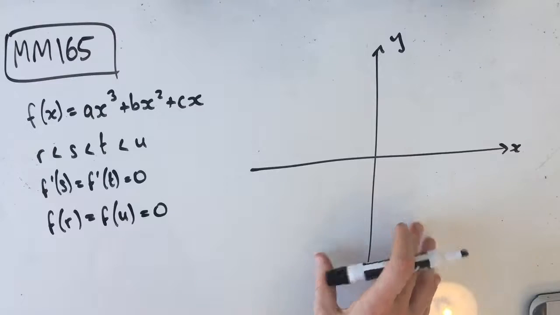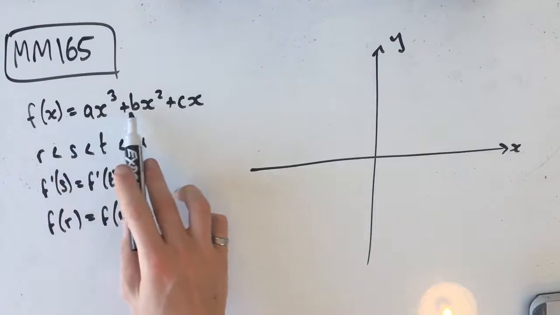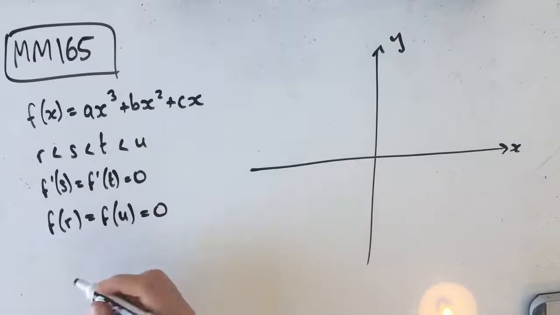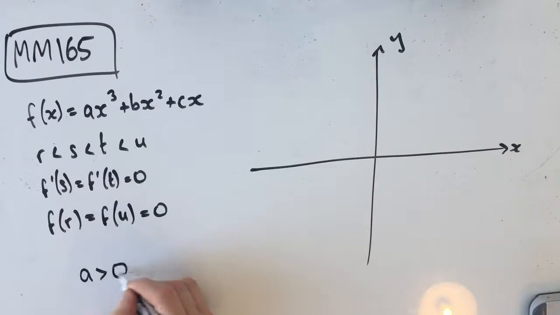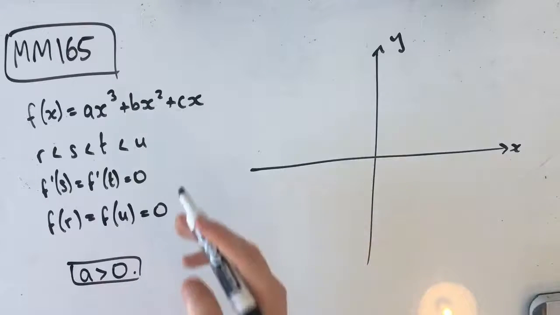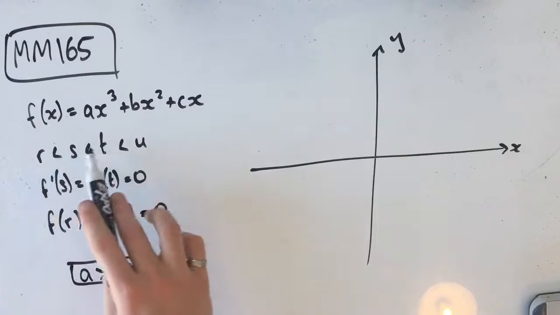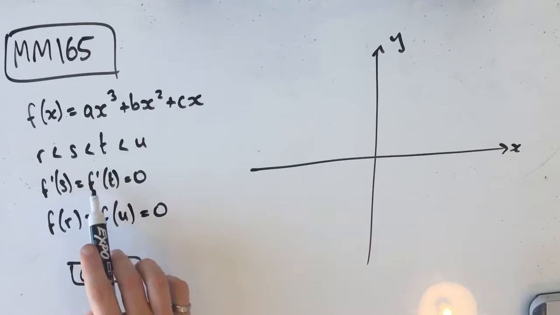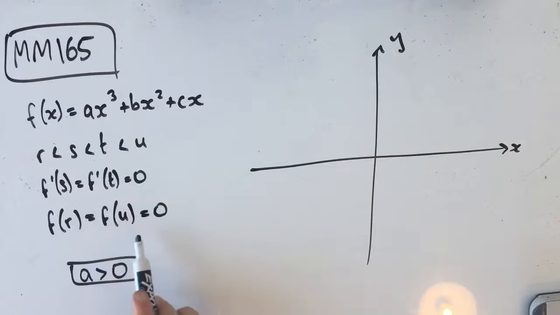Now, we've got this function where f of x equals ax cubed plus bx squared plus cx, where a is greater than 0, and b and c are real numbers. For the real numbers r is less than s is less than t is less than u, f dash of s equals f dash of t equals 0, and f of r equals f of u equals 0. We're trying to find where the gradient of the function is negative.